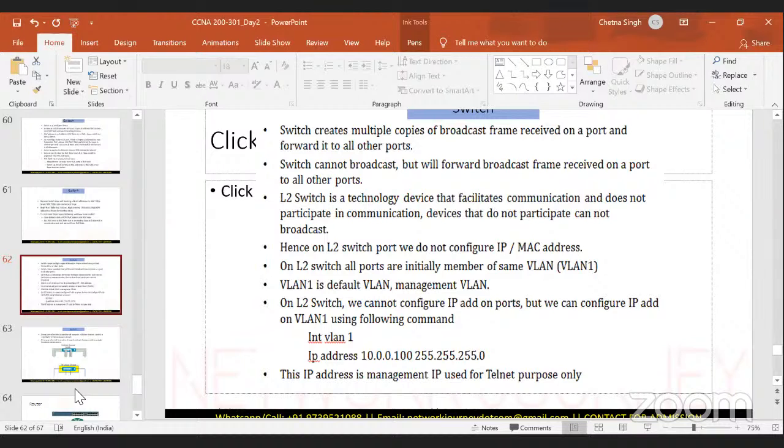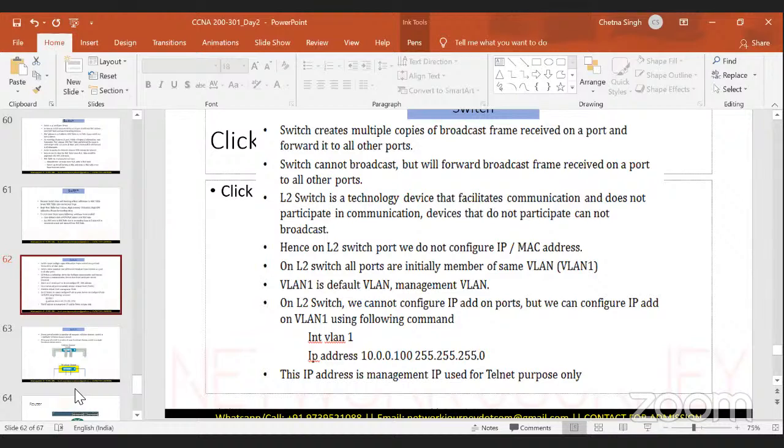It will forward the broadcast frame, but it will never do it by itself, on behalf of somebody. It will not participate on its own. That is the meaning of it cannot broadcast. It is not meant to communicate with any other PC. An L2 switch is a device which facilitates communication and does not participate in communication, and devices which do not participate cannot broadcast. That is what I meant to say, that switches cannot broadcast.